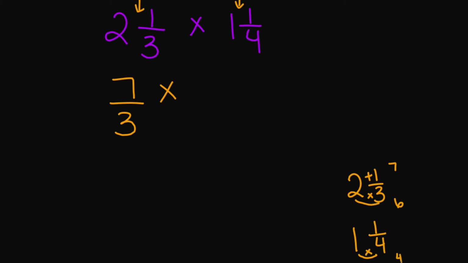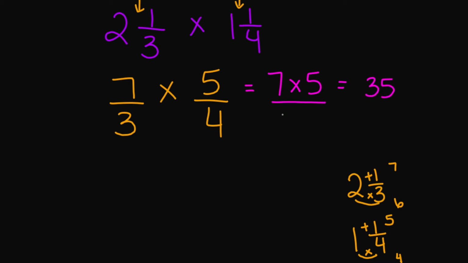This is going to equal 4. Plus 1 is going to equal 5. So your improper fraction is going to turn to 5 over 4. Now I'm going to go ahead and multiply across. So 7 times 5 in my numerator is going to give us 35 over 3 times 4 in my denominator, which is going to equal 12.